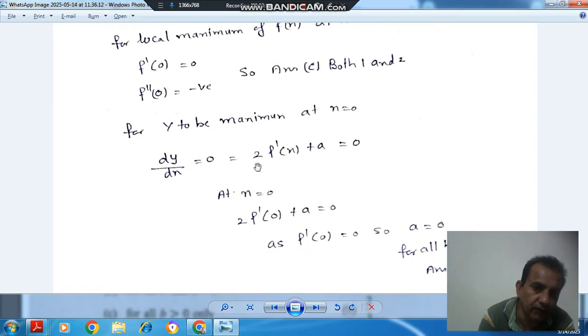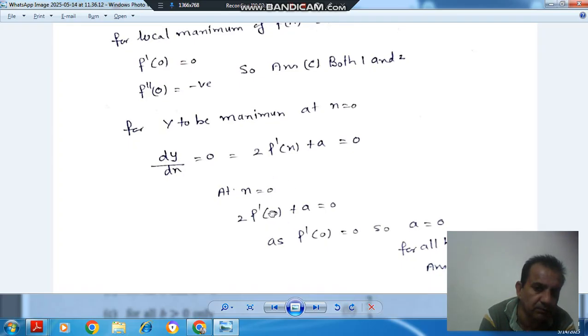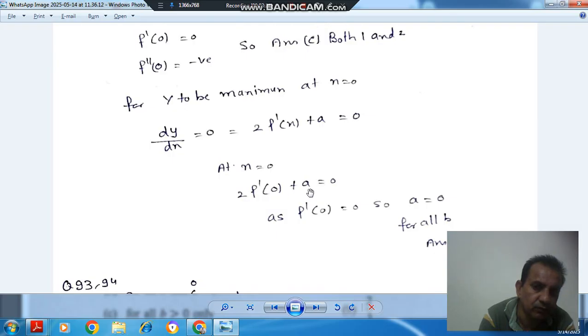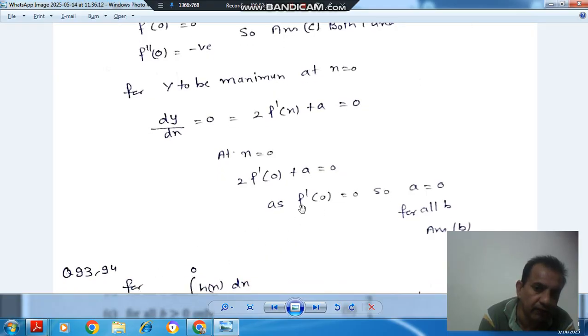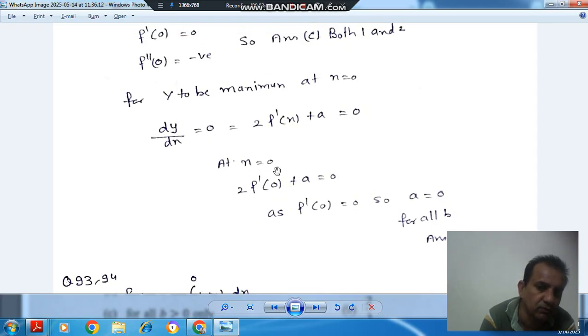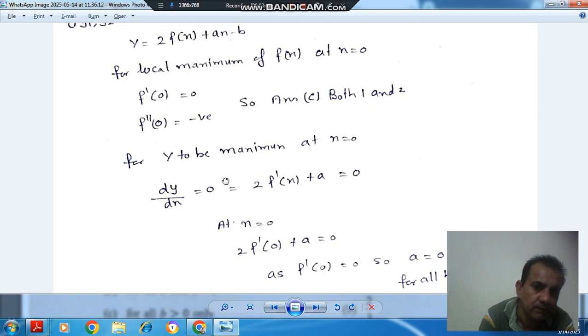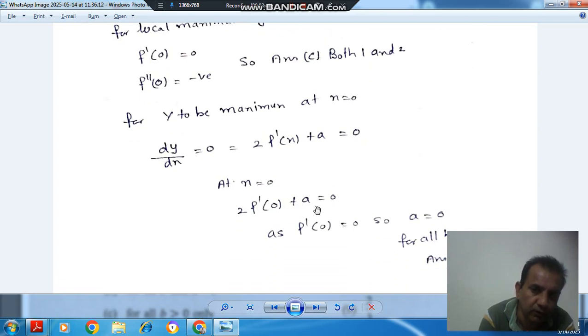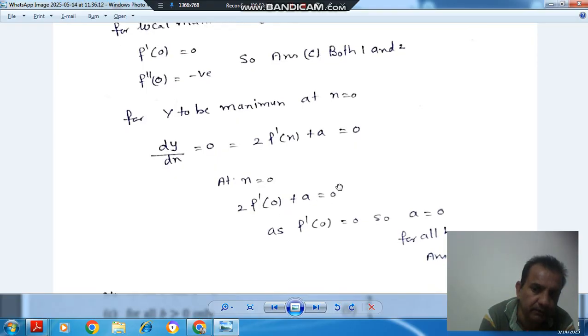So if we want to get the maximum value of y, then we have to take the maximum value of f(x) also. So at x equal 0, the value of f dash is your maximum. Plus a is also there, so this has to be 0. So if f dash is 0 and a is also 0, then it will become 0, because f dash 0 is 0. From the previous question we have got this, and if this is 0, then a has to be 0, but it doesn't depend on b.